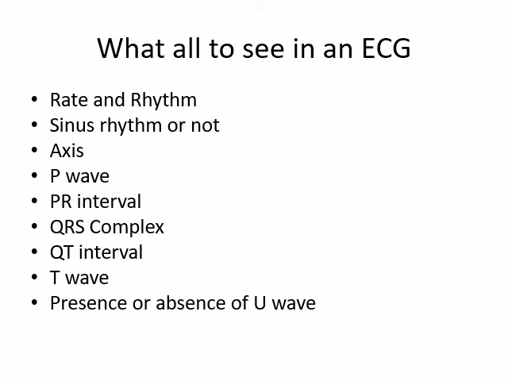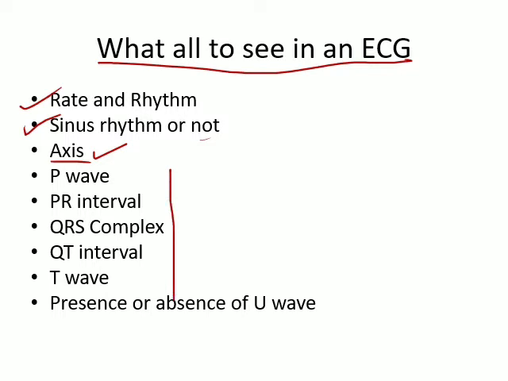Now, what are the very basic things that we should look for at first glance at the ECG? Number one is rate and rhythm, which we have talked about. Number two is sinus rhythm or not, which we already talked about. Number three is axis, which we briefly talked about, but I want to talk about axis in detail in my next videos. All these concepts we will cover in later videos, but for right now I want you guys to focus on these two, the rate and rhythm and whether it is sinus rhythm or not. So let's move on and practice a few ECGs.